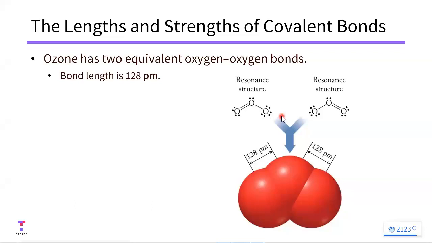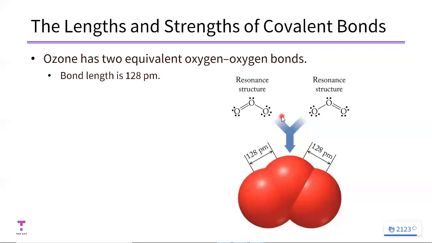And so despite that kind of logical sense, we see that ozone doesn't have a single bond and a double bond. It has two bonds that are exactly the same. The bond length here between the oxygen in the middle and the one on the right is the same as the bond length between the oxygen middle and the one on the left.